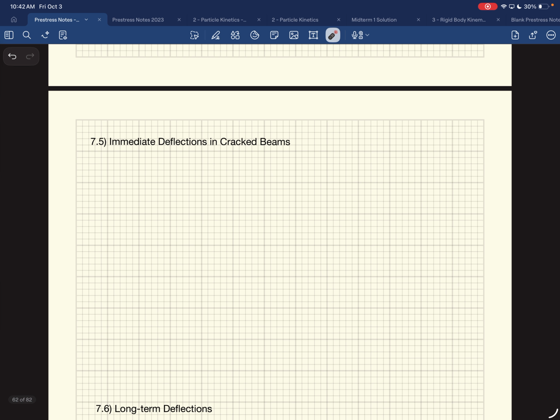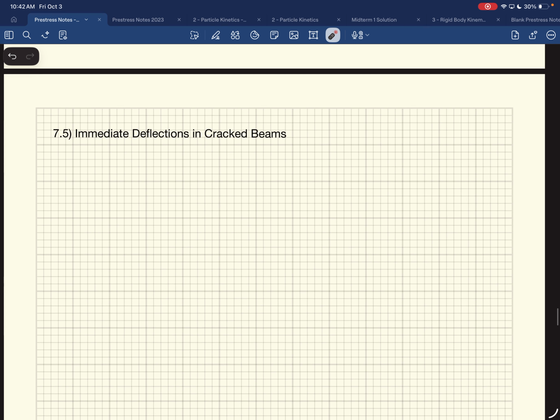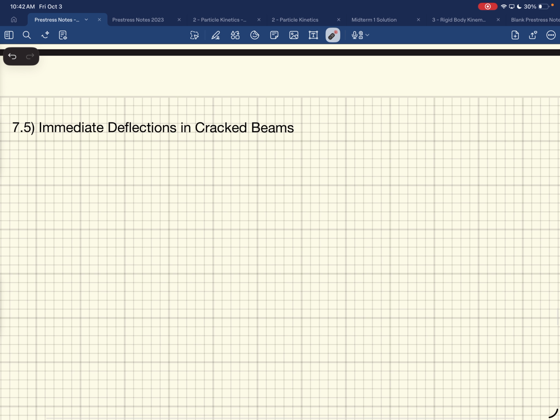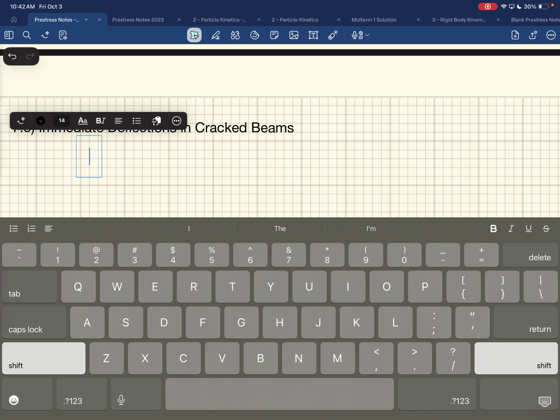All right. Cool. I think the next homework you will calculate immediate deflections. This is another one just in case. We're not going to do this as the homework or anything, but immediate deflections in cracked beams. What do we do if you have cracked beams? I briefly blew by this last time, but let's talk about that.